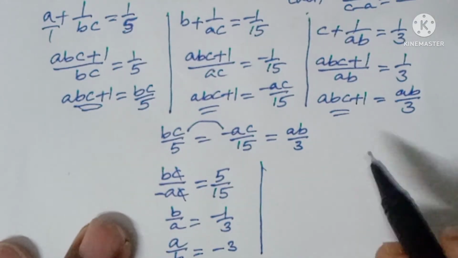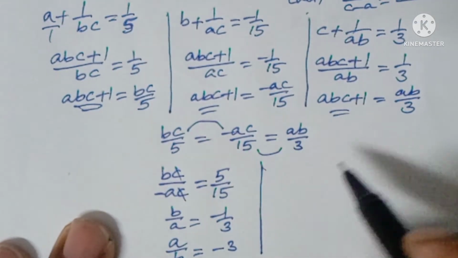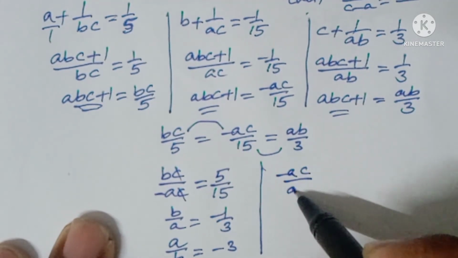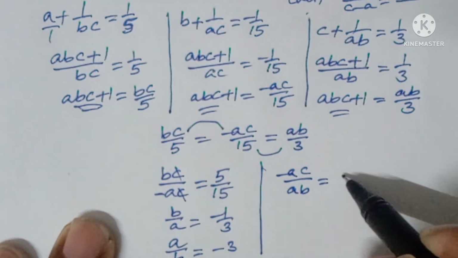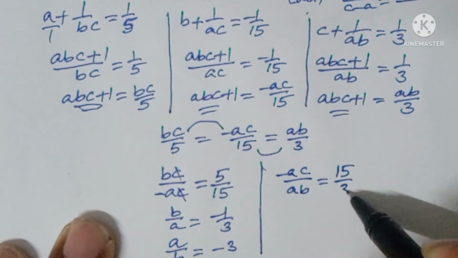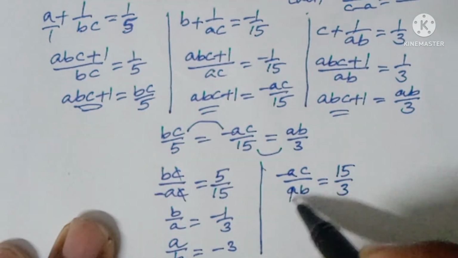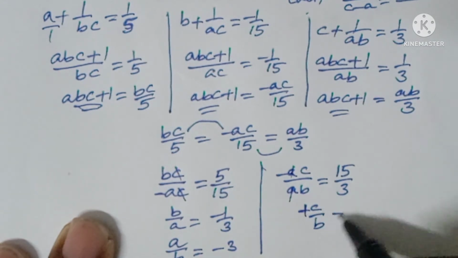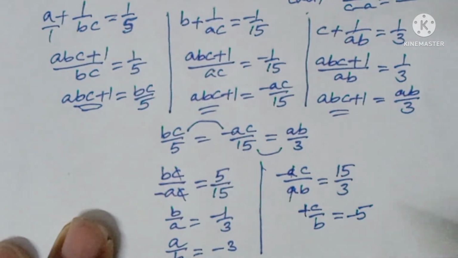So if you take the second and third, minus ac by ab is equal to 15 by 3. So a gets cancelled. So c by b is equal to minus 5.